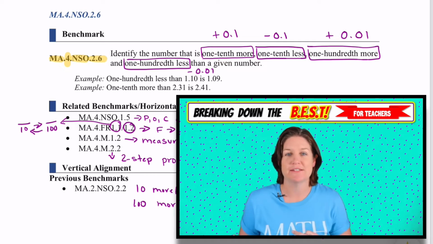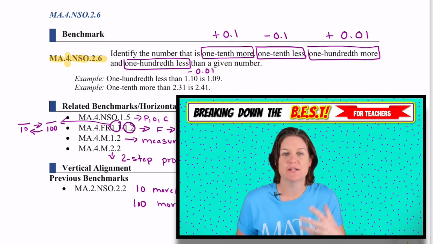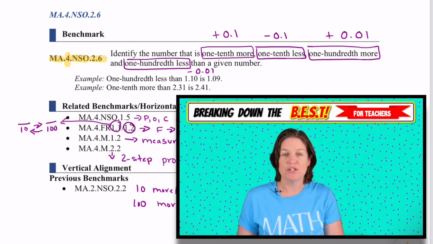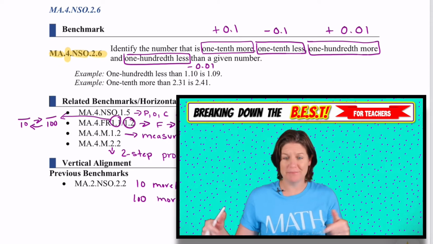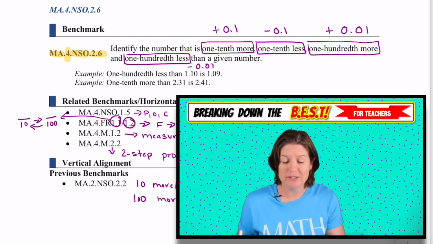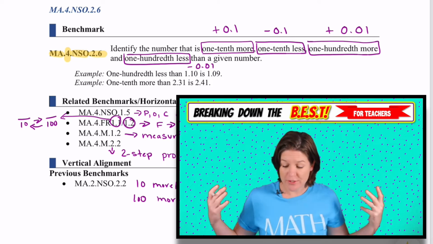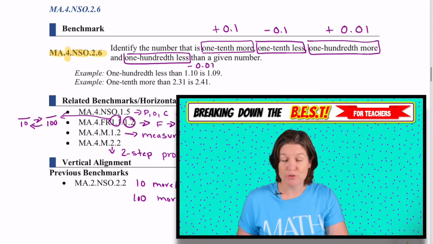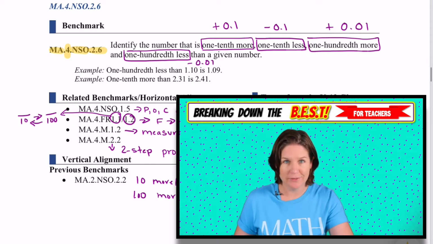MA.4.NSO.2.6. MA stands for math, 4 stands for 4th grade, NSO means number sense and operations, and 2.6 is the benchmark that we're working on. By the way, this document that I'm marking up all over today is not something that I created. It's something that the Florida Department of Education puts out. It's open to the public, so you should grab yourself a copy so you can mark it up like I do, or in your own way. We're all a little different.